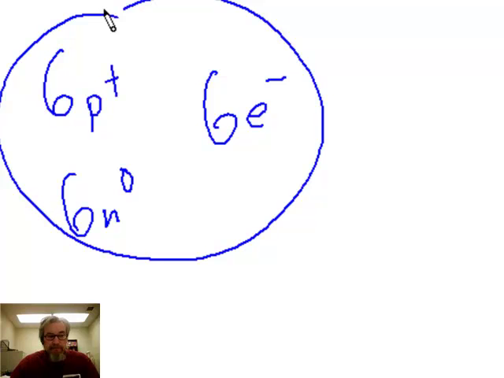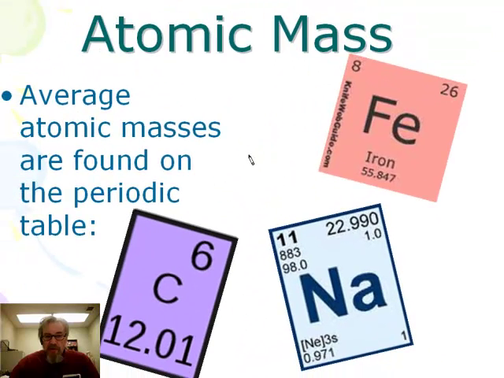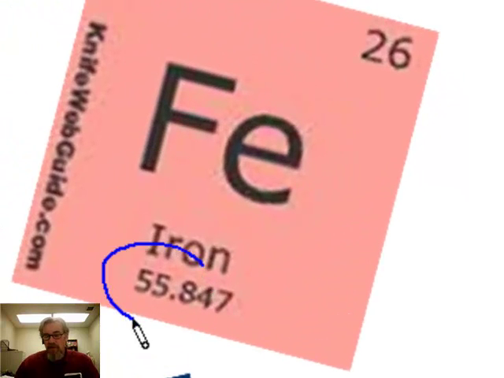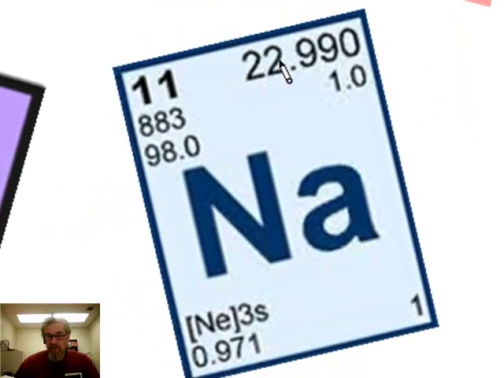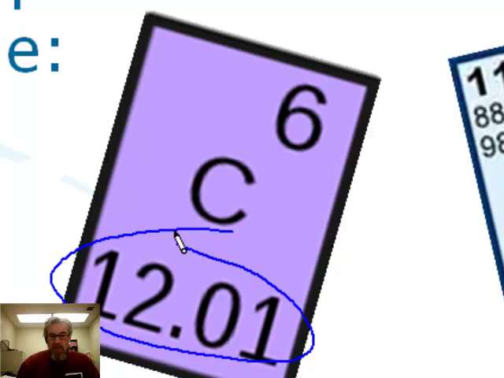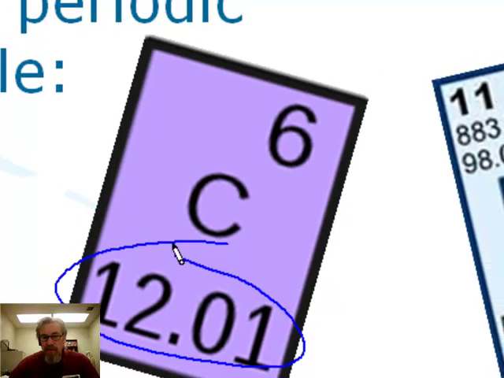You can find the average atomic masses of all the elements by looking at most periodic tables. Here are squares from 3 different periodic tables, and you can see the numbers here that indicate average atomic mass. For iron, 55.847. Here it is for sodium, 22.990. For carbon, it's 12.01. Different tables are going to have slight variation, but they're going to agree for the most part on what the atomic masses are. And every element on a decent periodic table has got this piece of information in it.